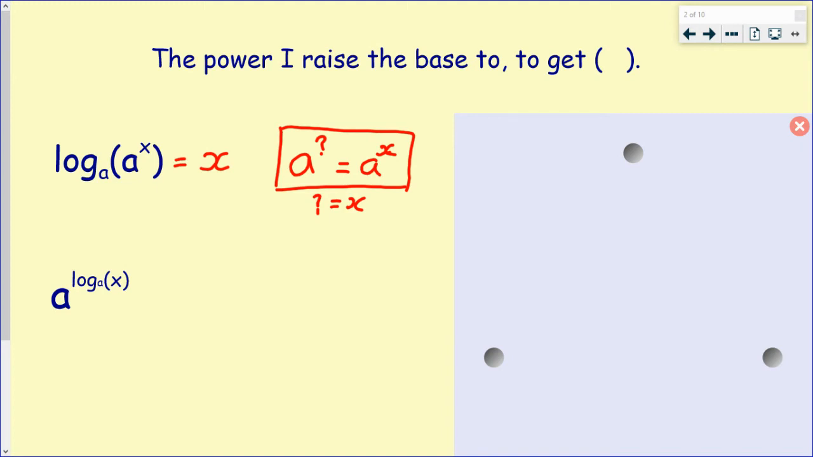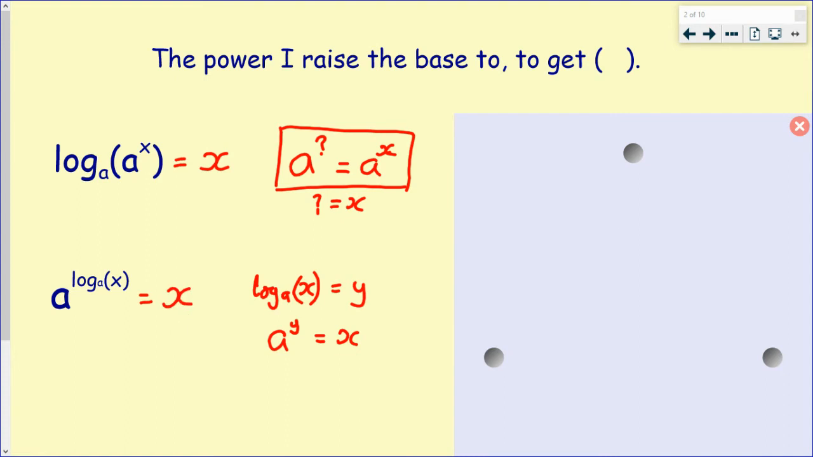Here, let's have a look at the next one. We're asking again, the power I should raise a to, to get x. Okay, let's call it y. Let's say log a of x is equal to some value y. So y is the power that I raise a to get x. So that means a to the power y must be equal to x.